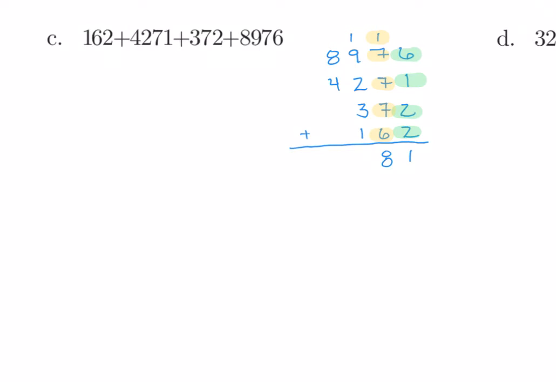Same thing on this column. I want to make my additions easy. I have 1 and 9 is 10, plus 2 is 12, plus 3 is 15, plus 1 is 16. And finally, 8 plus 4 is 12, plus 1 is 13.